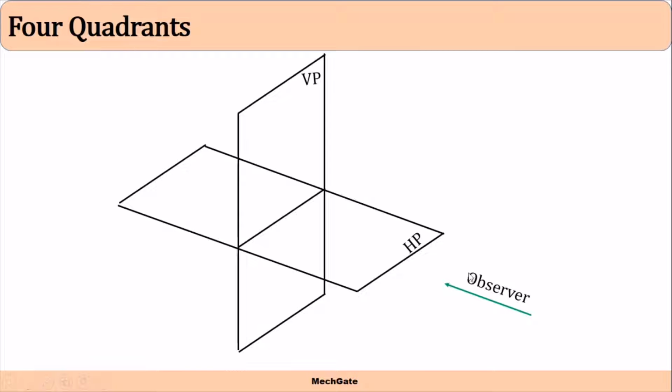And let's say this is the observer. The observer is observing from this side. The quadrant nearer to the observer, in front of VP and above HP, is called the first quadrant. So this is the first quadrant. If an object is lying in the first quadrant, we can say that the object is above HP and in front of VP.